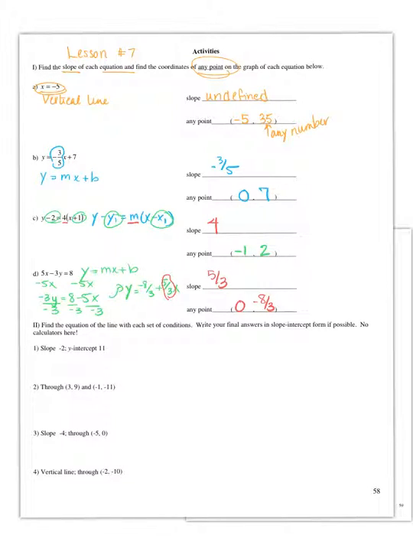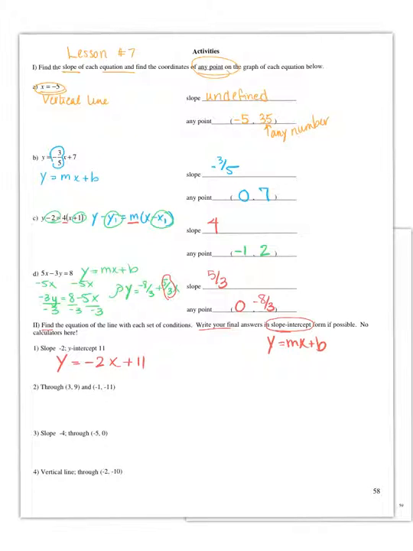Find the equation of a line with each set of conditions. Write your final answers in slope-intercept form, if possible. No calculators here. So the first one, we're going to write it in slope-intercept form. We're given the slope and the intercept. So for the first one, we don't have to make any calculations. We have y equals -2x plus 11.